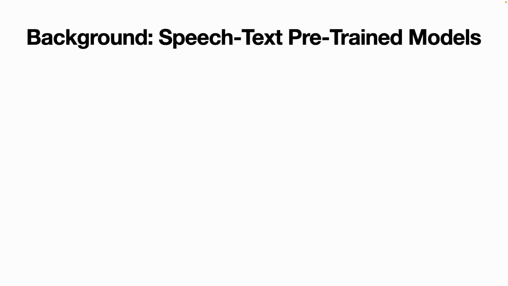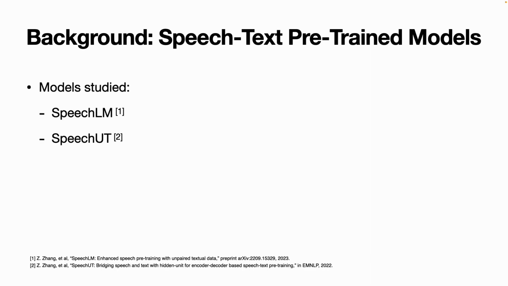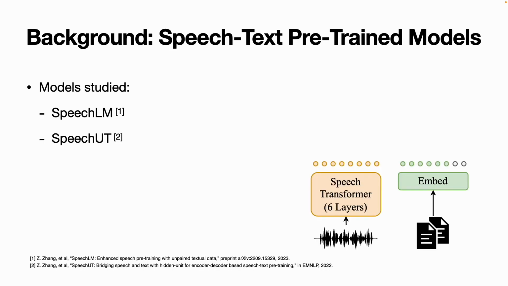So first, I'll be giving some background knowledge of the pre-trained speech-text models. In this work, we use some pre-trained speech-text models from previous papers, including SpeechLM and SpeechUT. Because they share a very similar architecture, I will be explaining them together. This kind of model can take either speech or text as input. For speech input, there is an additional speech transformer encoder to encode speech signals into a sequence of vector representations. For text input, there is a simple embedding table to encode text into a vector sequence. Then for either speech or text representations, there is a shared transformer on top to combine the two different modalities into a shared model.